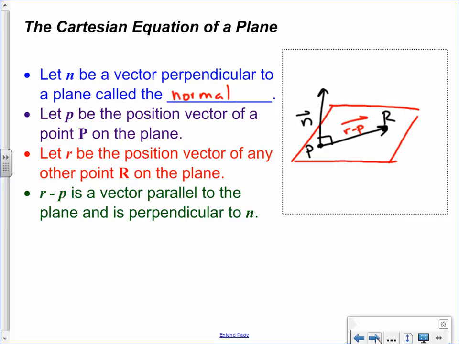You need a position vector that goes to that point on the plane. So let's say this is the position vector.